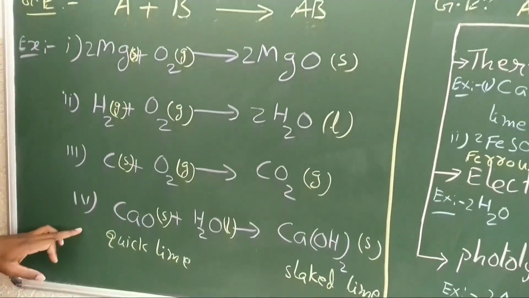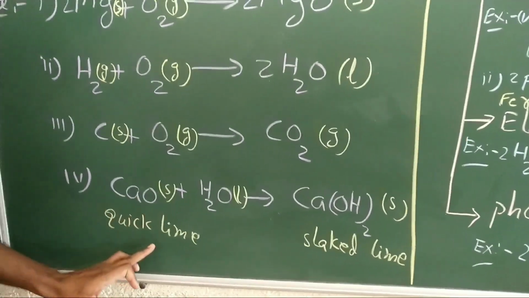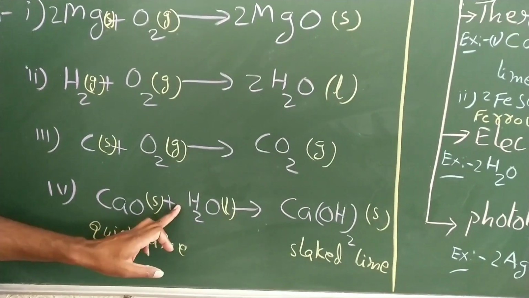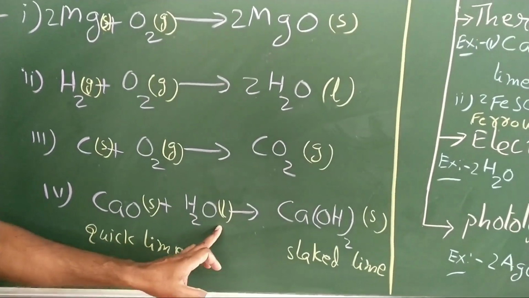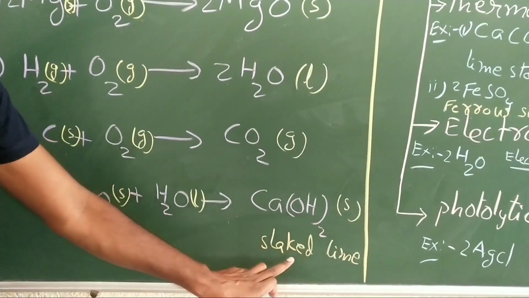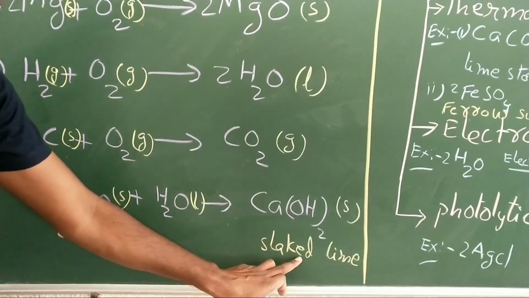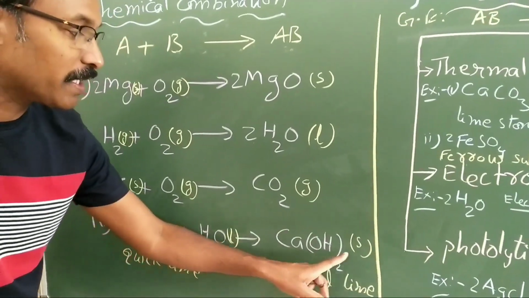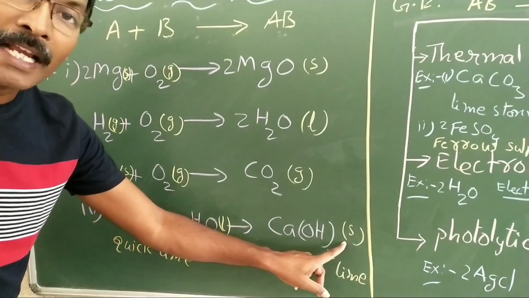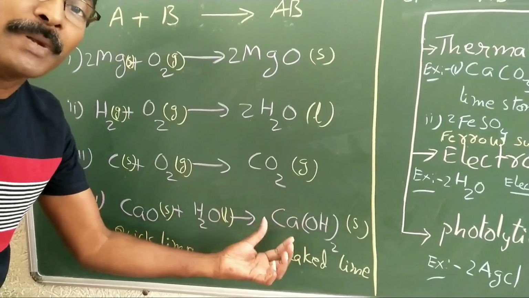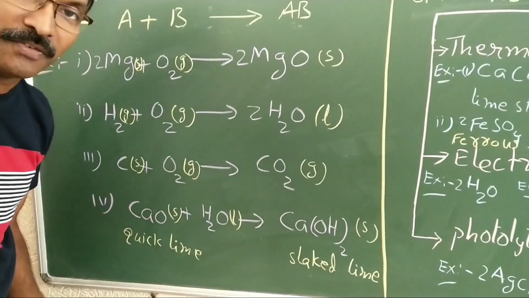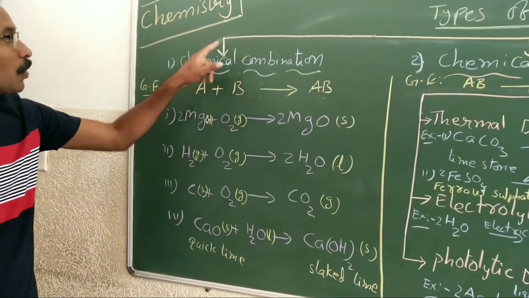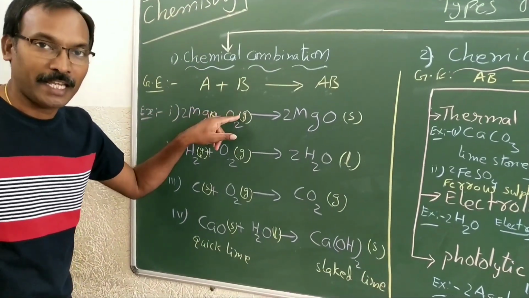Now come to the 4th example. Calcium oxide, whose common name is quicklime, in the solid form, combines with water, in the liquid state, and gives out calcium hydroxide. The common name for this is slaked lime. Calcium hydroxide is actually aqueous, but it forms like a precipitate, so we can mention it as a solid form. This is the first type of chemical reactions, known as chemical combination reactions.